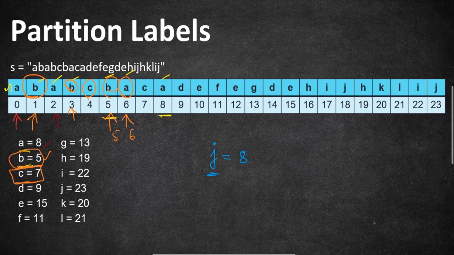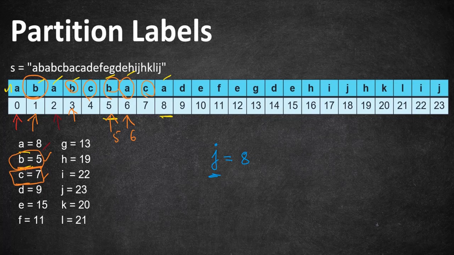We did not reach A's largest position, but we have 8 already, which will cover all its occurrences. The next character is C, whose last position is 7, which will also be covered by the length 8. Finally we are moving to the actual iteration I equal to 8, where we have reached the last occurrence of A, which is 8. Our J is also 8, which means we have reached the last position of our substring 1.